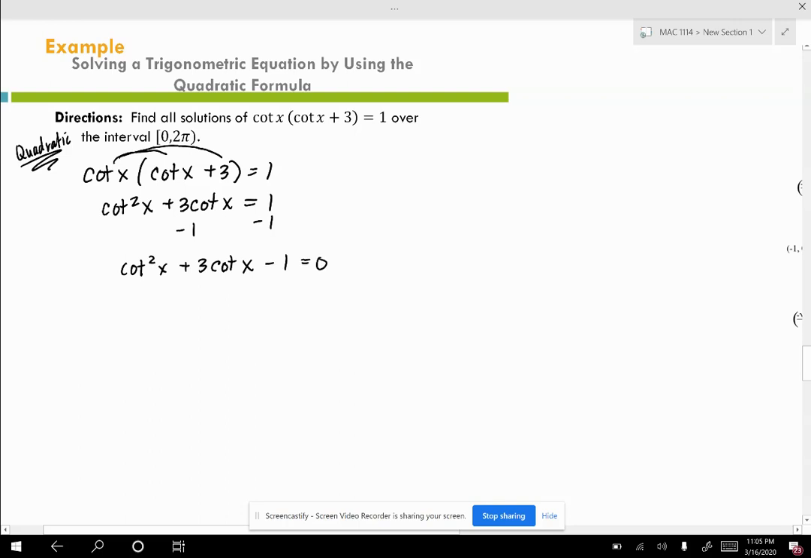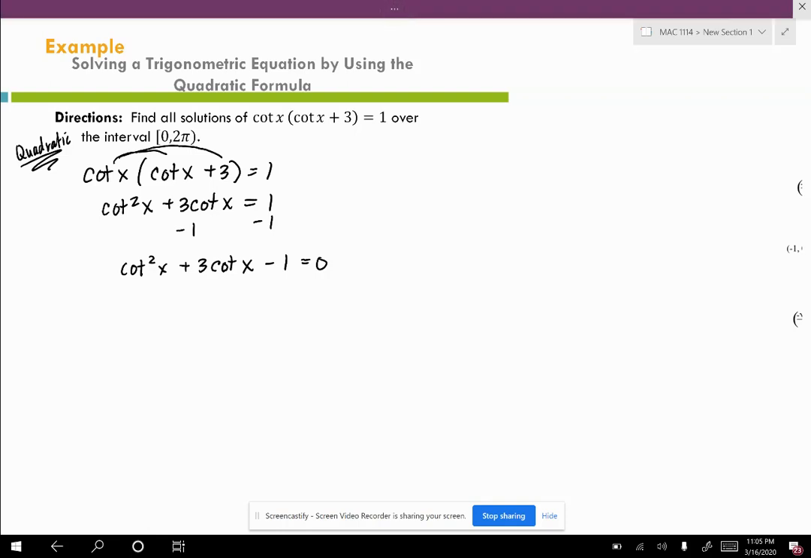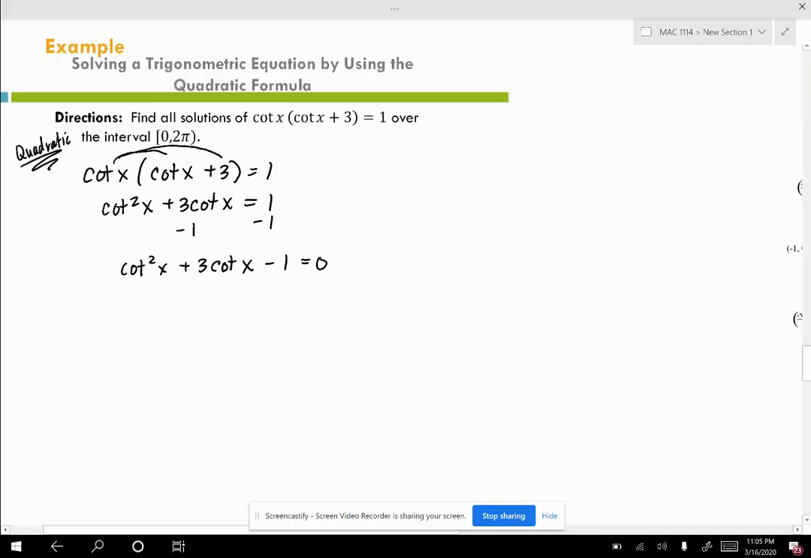Okay. Now, since it's quadratic, remember you can use any of the methods that you want to solve the quadratic. You could factor it if it's factorable. You could use a quadratic formula. In this case, if I were going to factor it, that would mean that I would need factors of 1 that either add or subtract to give me the coefficient of the middle term, which is 3. That's not possible. There's no factors of 1 that are going to give me 3. So it's not factorable. So I'm going to have to use something else.